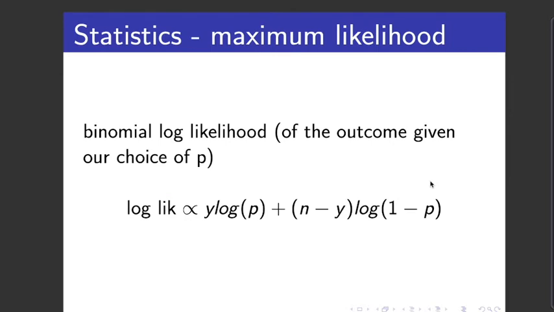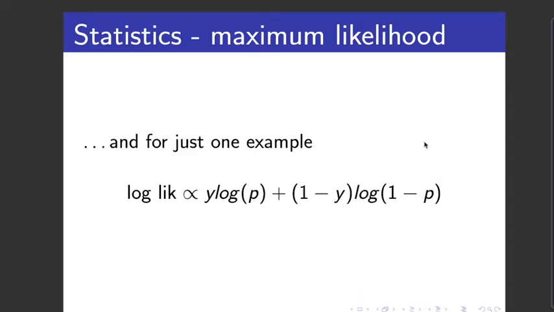If we take the log likelihood, so we're just going to take the log of the binomial likelihood, we're going to get the log likelihood as proportional to y log p plus n minus y, log 1 minus p. It's going to be easier for us if we consider just one example. So this n over here is going to turn into 1. And we end up with, for one example, the log likelihood proportional to y log p plus 1 minus y, log 1 minus p. Statisticians tend to fit models by maximizing the likelihood. So what they would do is try to maximize this thing over here.